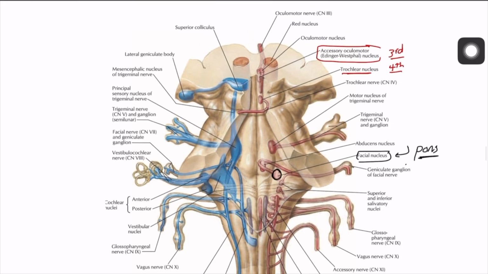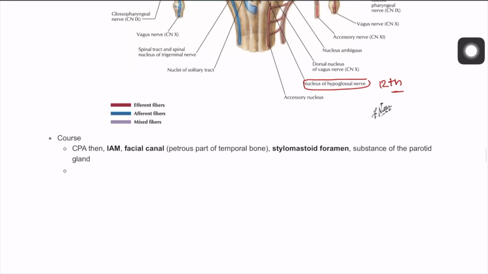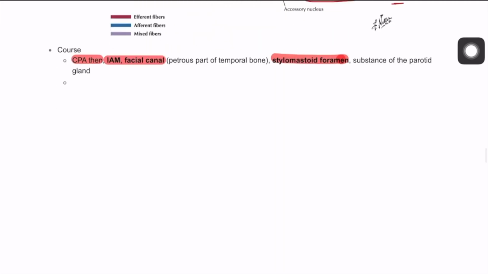It comes out from there, has a short course inside the cranium, and then enters the internal acoustic meatus to the facial canal in the petrous part of the temporal bone, and comes out through the stylomastoid foramen. Then it enters the substance of the parotid gland and divides into multiple terminal branches that we're coming to now. So the course: CP angle, then internal acoustic meatus, facial canal, stylomastoid foramen, substance of the parotid gland, and then exit.